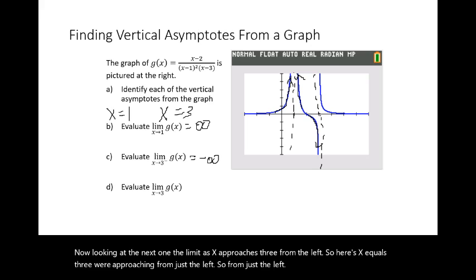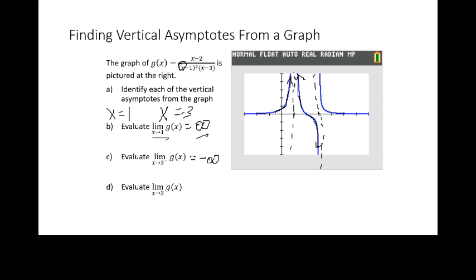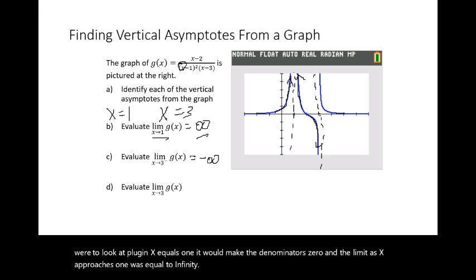So right away, x equals 1 is automatically a vertical asymptote. We can see it from the graph, but if you were to plug in x equals 1, it would make the denominator 0, and the limit as x approaches 1 was equal to infinity. So right away, x equals 1 fulfills both conditions in order to be a vertical asymptote.